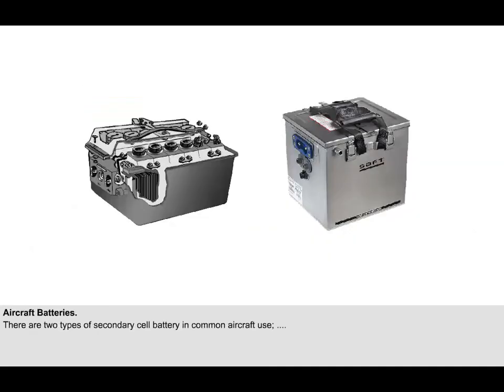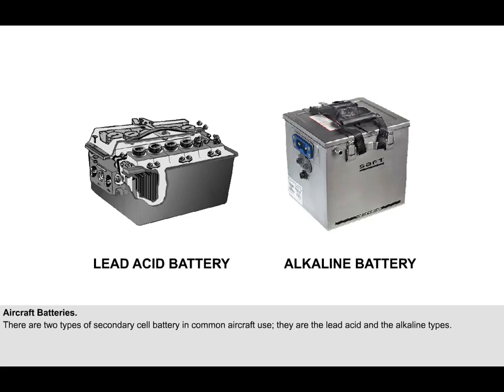An aircraft's main battery is made up of a number of secondary cells joined together in series to produce the required voltage. There are 2 types of secondary cell battery in common use. They are the lead-acid and the alkaline types. We will first look at the 2 types of battery, beginning with the lead-acid type. We will then look at how the condition of the battery is checked and maintained.